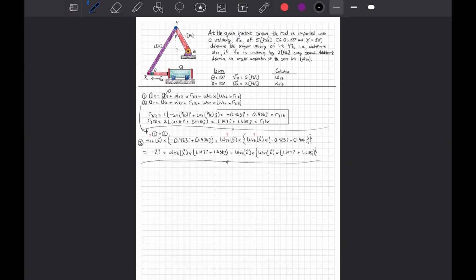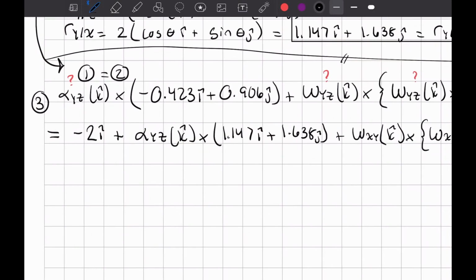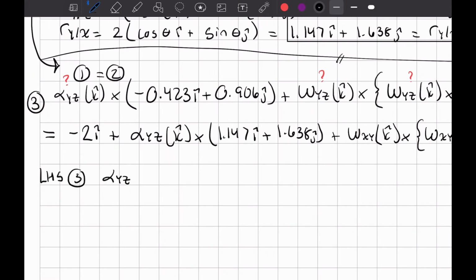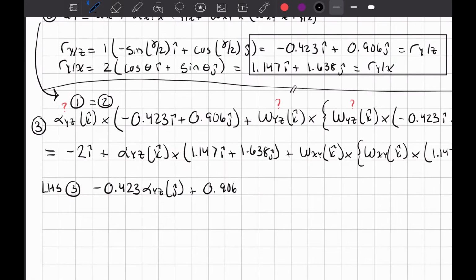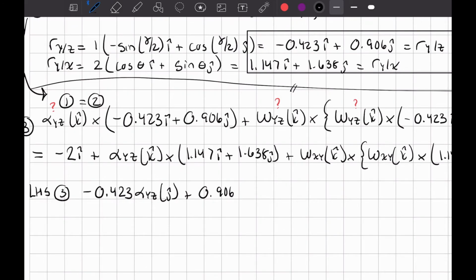So, we wrote down our equations for the acceleration. However, we still have equations for the velocity. Before I go ahead and write the velocity equations, we'll clean up equation 3 a little bit more. So we have the left-hand side of equation 3, and we're performing our final cross product.